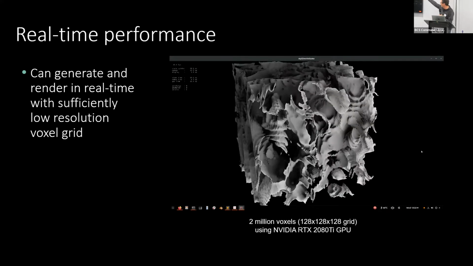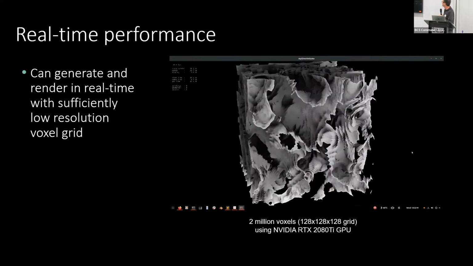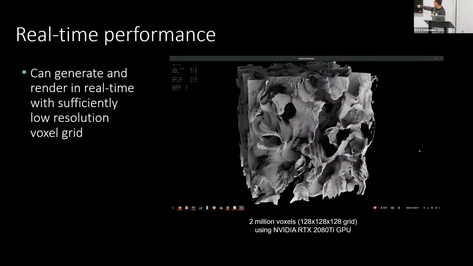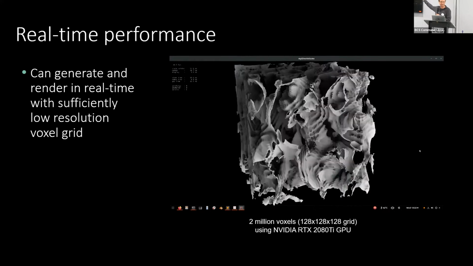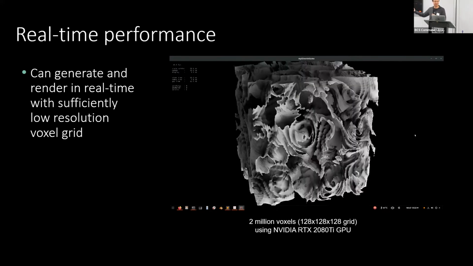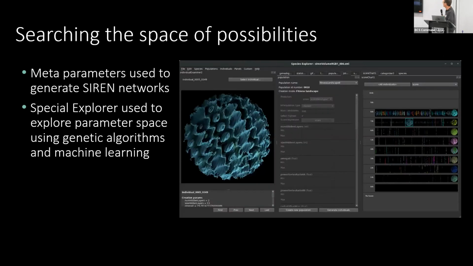So this is actually a video running in real time on my computer. It's a relatively low resolution grid, but actually it's 2 million voxels being generated, so it's generating the field values from the siren, creating the triangles, rendering them with self-shadowing, all happening in real time. Right? So cool, it's really real time. Hey, I can now start playing with this, try different values and things like that.